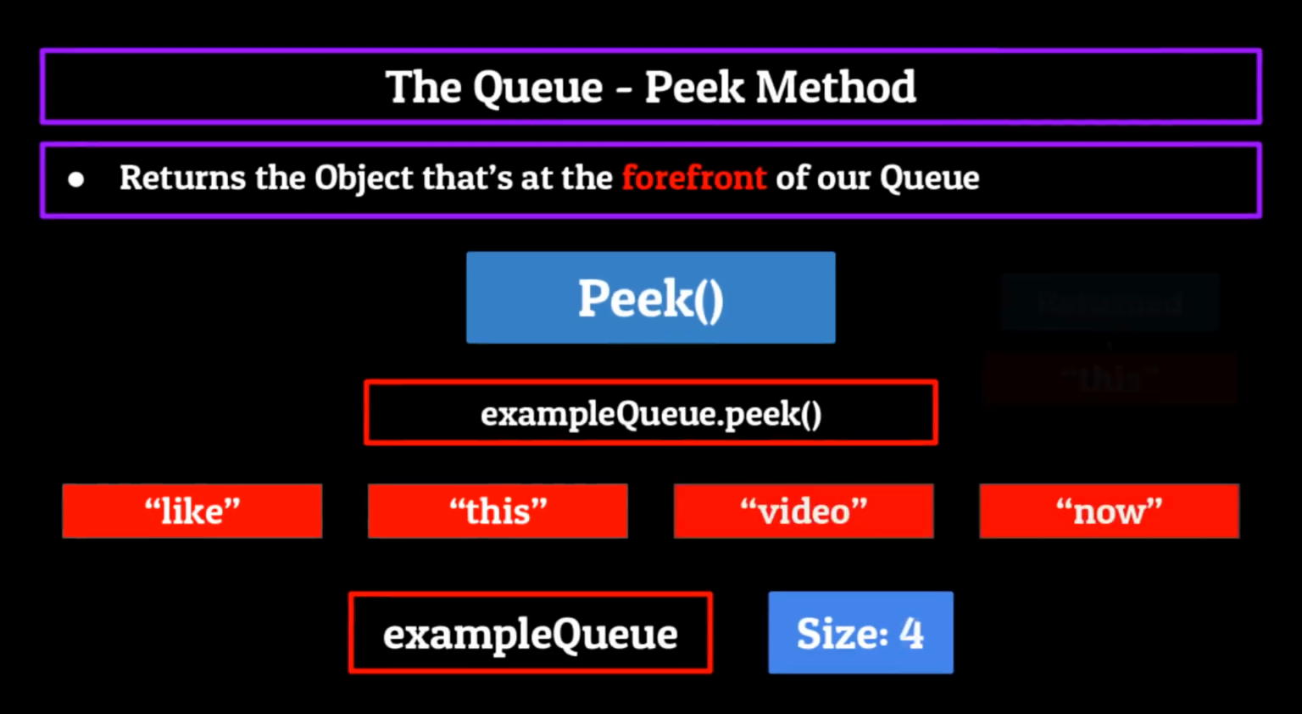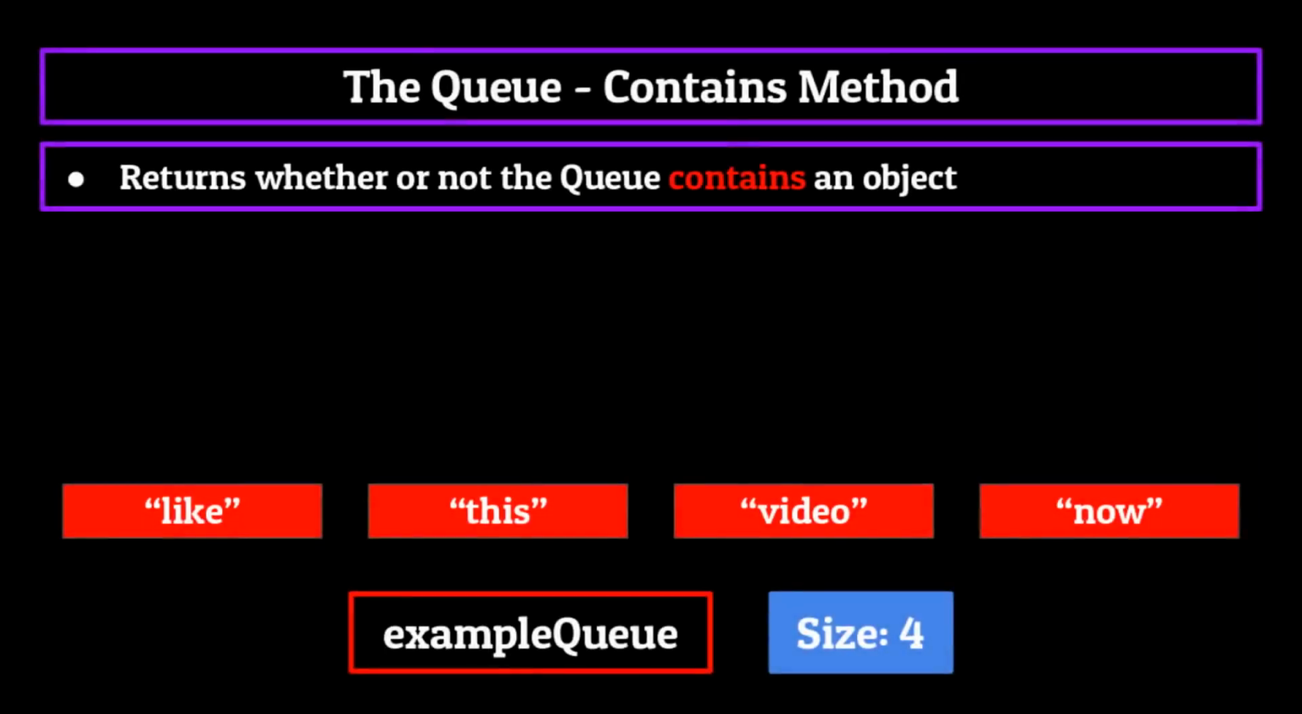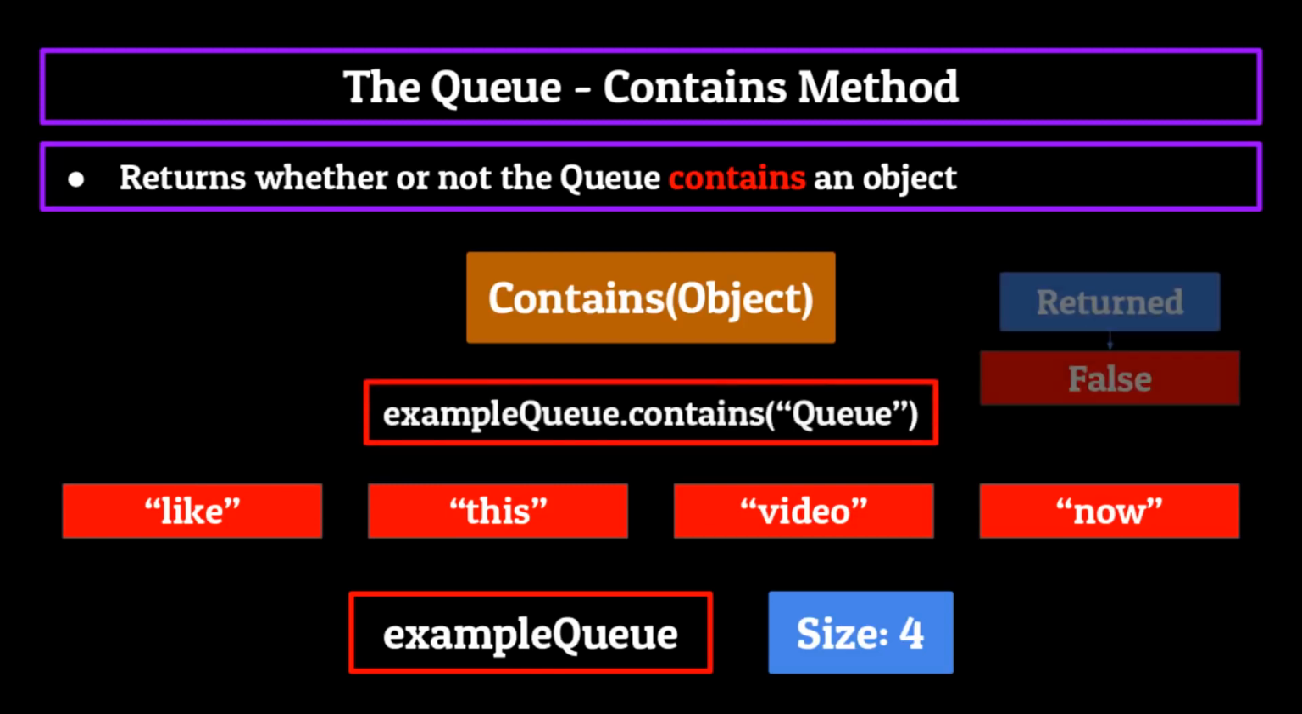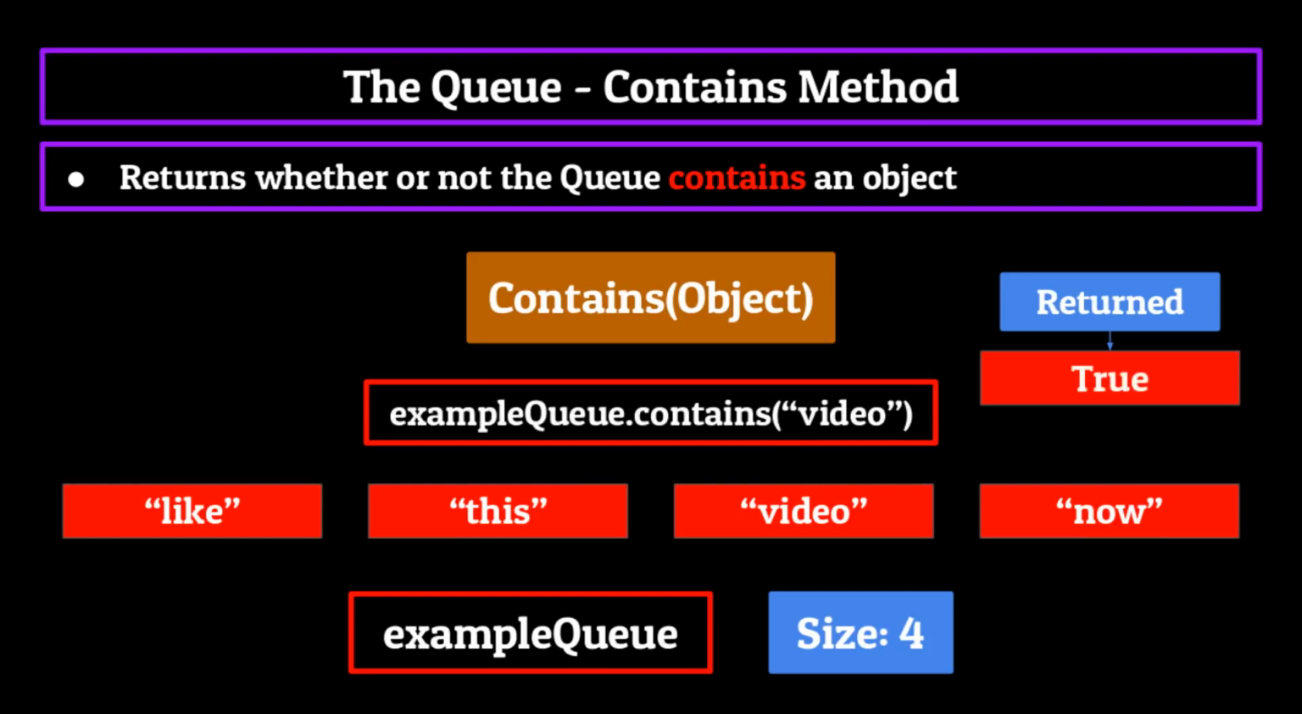Again, let's add "video" and "now" back into the queue for our next and final method. That method, of course, being the contains method. The name pretty much says it all. The contains method will take in an object and will return a boolean of whether or not the queue contains that object. Running it on our example queue with an argument of "queue" would return false, because as you can tell, there is no "queue" string contained within our queue. However, if we ran it on a string such as "video", it would return true, because as you can see, the string "video" is indeed in the queue.